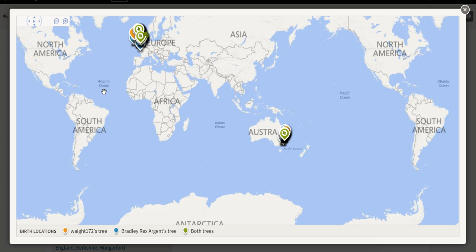Okay, so I've just zoomed in on the tree, and you can see that we have people here in Australia in common, and we have people here in England in common. Let's have a look at what that looks like if I zoom in a little bit closer to the UK.